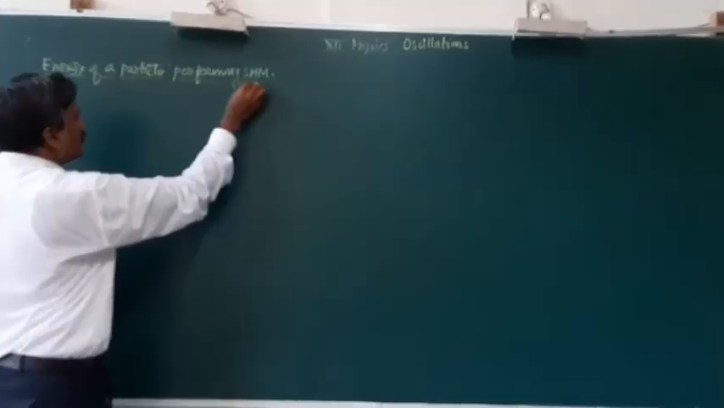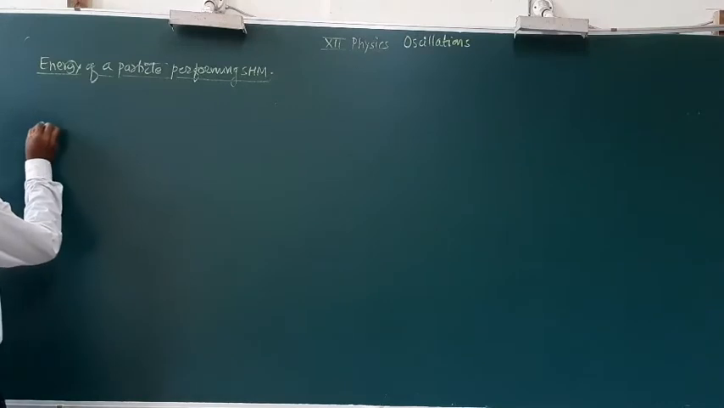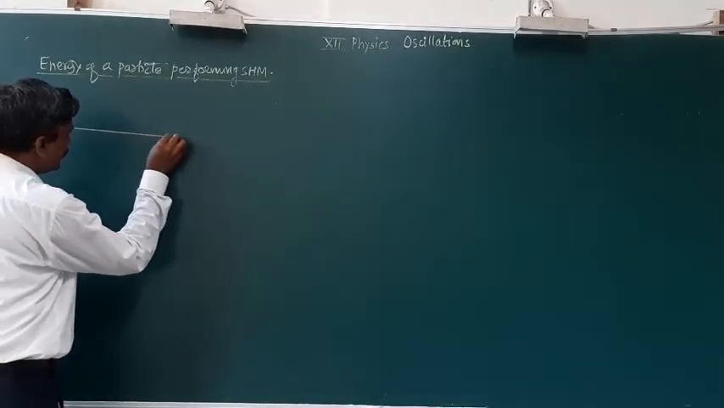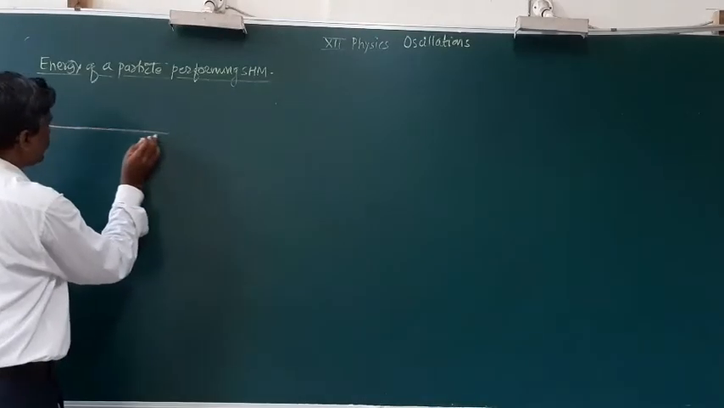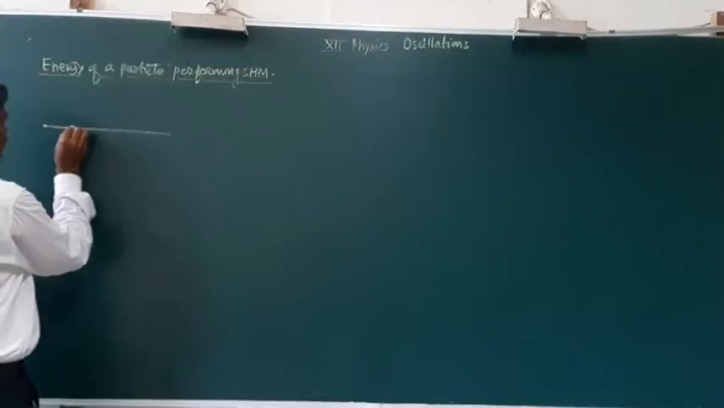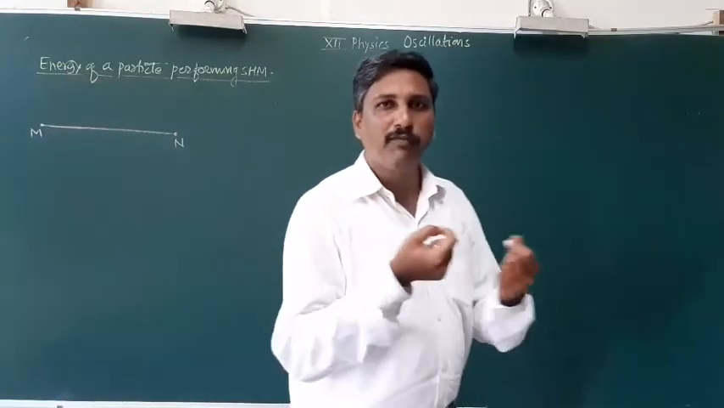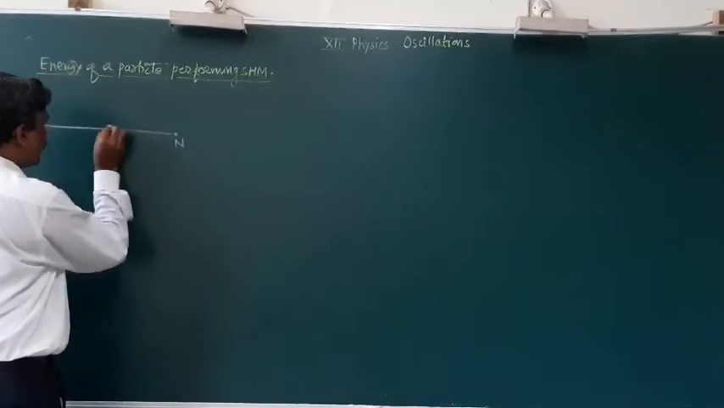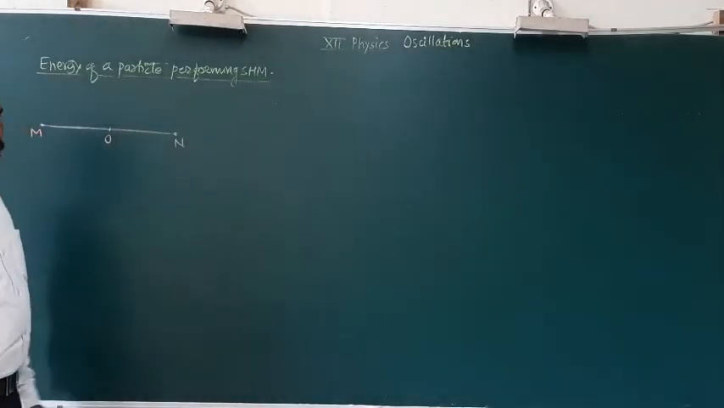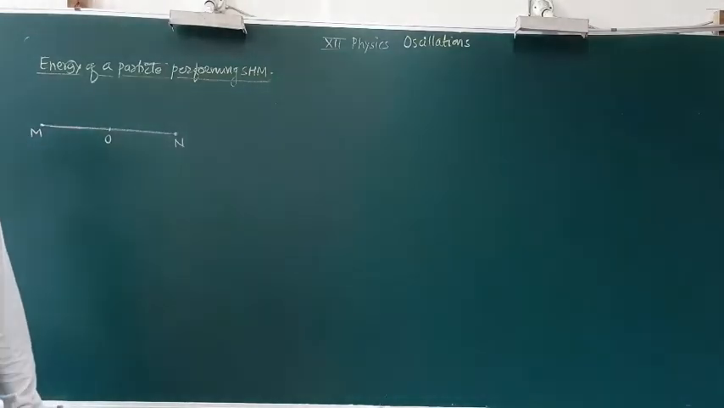Let us study the two different energies. Let a particle be performing simple harmonic motion, meaning the particle performs to and fro motion or up and down motion. Here we say that the particle is performing to and fro motion, that is, the particle follows a horizontal path. Let M and N be the two extreme positions between which the particle performs the to and fro motion. Let O be the mean position, equilibrium position, or the central position of a particle performing SHM.